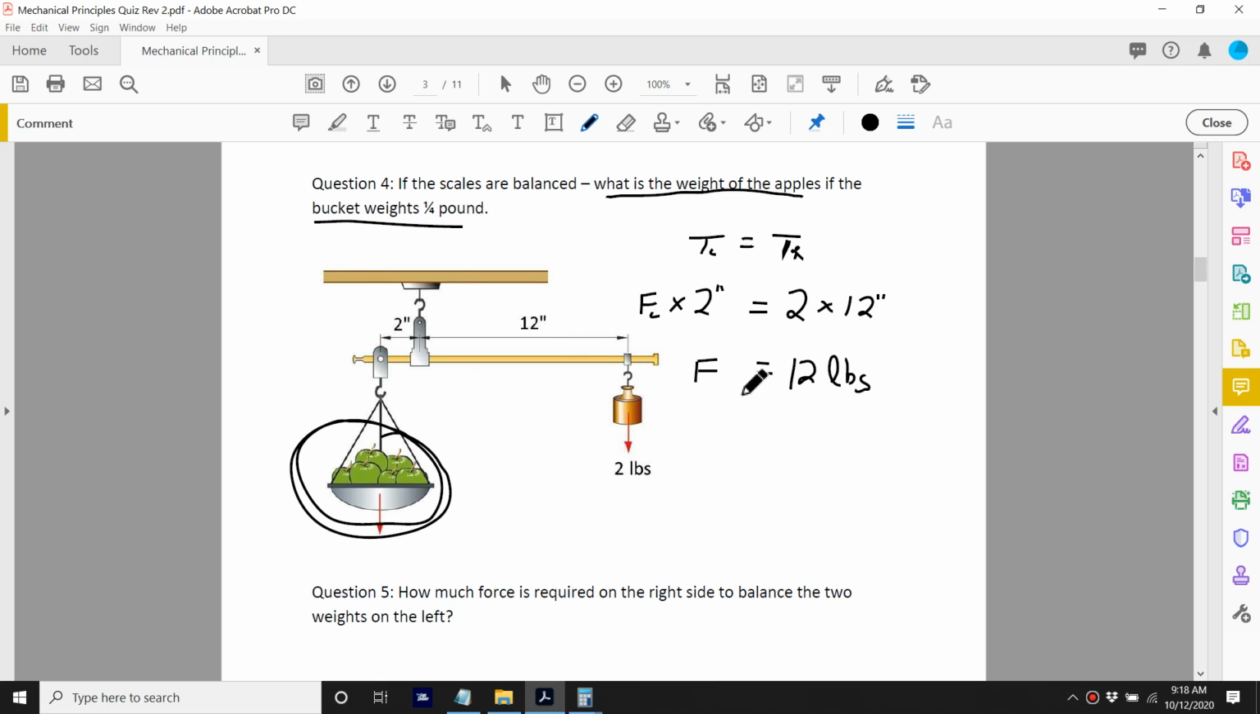If the bucket weighs a quarter of a pound, the weight of the apples, W A, I'm not writing apples out, is equal to 12 minus 1/4, which equals 11.75 pounds.